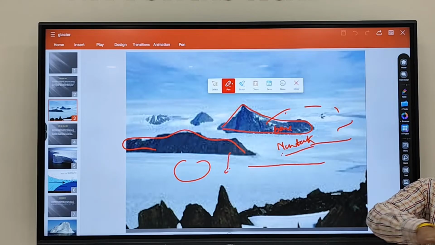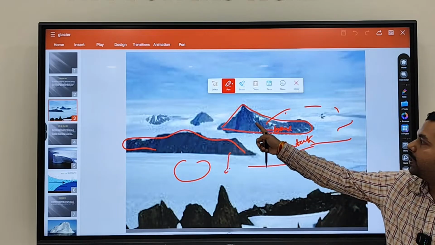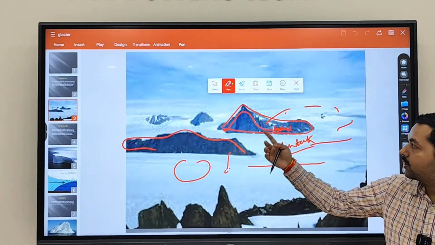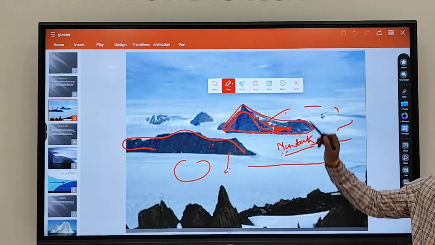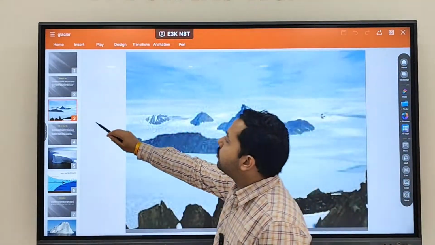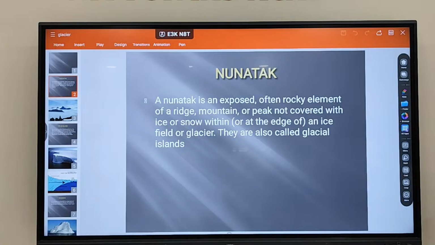Clear? So in Arctic and Antarctic region, everything is in ice, and some bare rocks are exposed, and these are referred as a Nunatak. So what is the definition for Nunatak? It is an exposed, often rocky element, a ridge or a mountain or a peak not covered with ice or snow. So as we discussed, it is a bare rock. It is not covered with ice or snow. It is coming out of ice or snow. This is called a Nunatak.